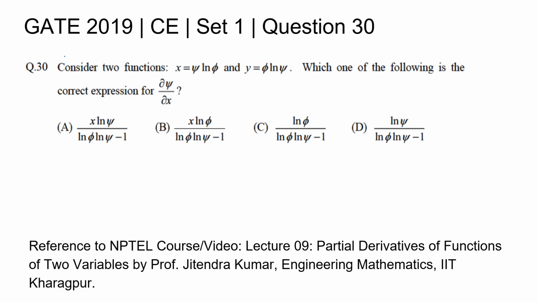GATE 2019 Civil Engineering Set 1 Question 30. Consider two functions x equals psi ln phi and y equals phi ln psi. Which one of the following is the correct expression for del psi by del x?